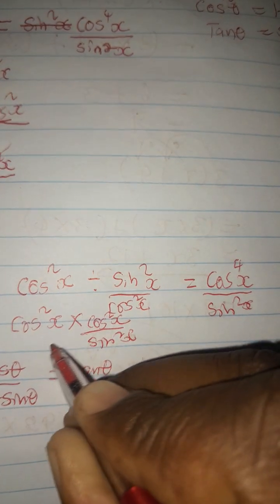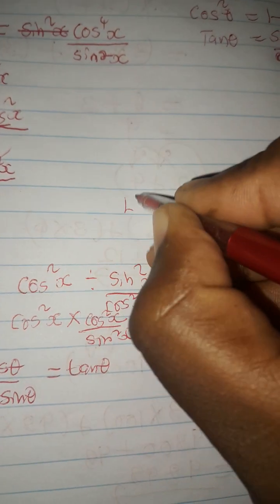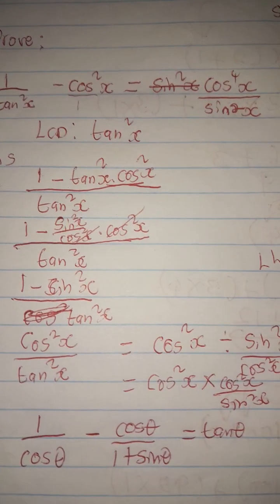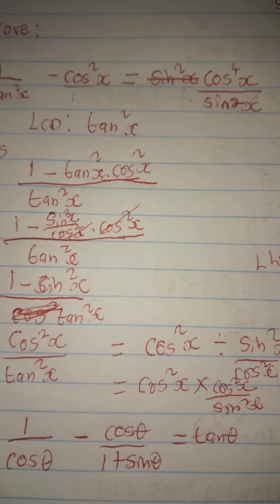Remember, there's an invisible 1. 1 times sine squared x is the same as sine squared x. Hence, we have proven that the left-hand side is equal to the right-hand side. So that's how, guys, you can prove the first question. That's how you can work out the first question.